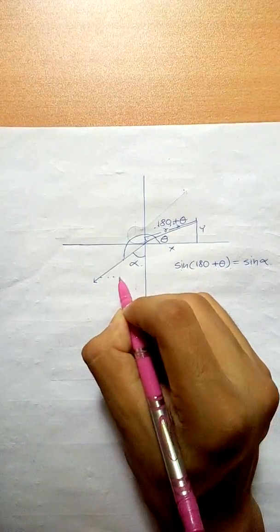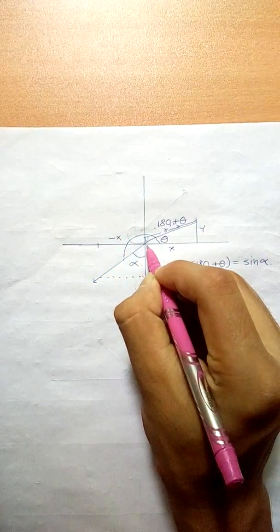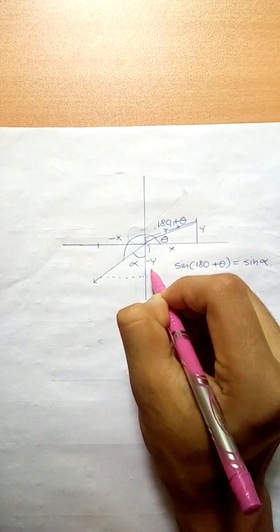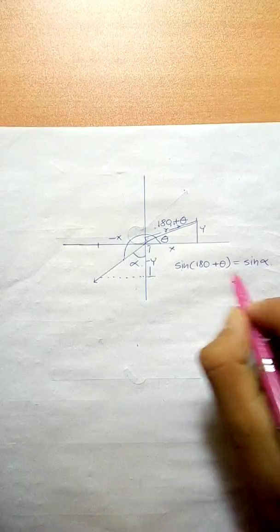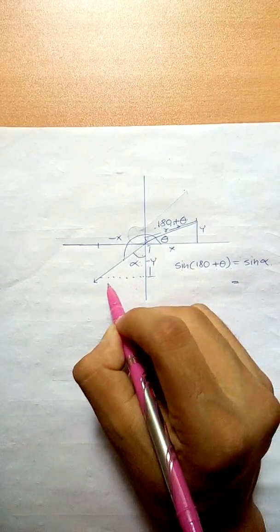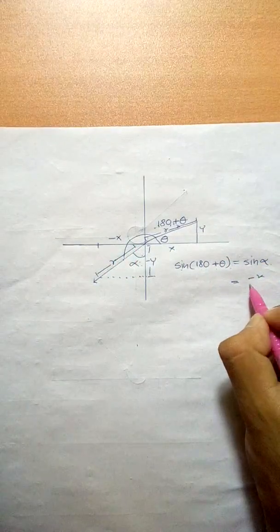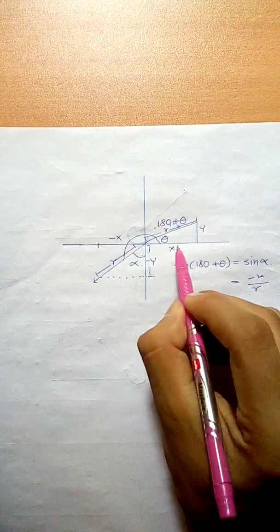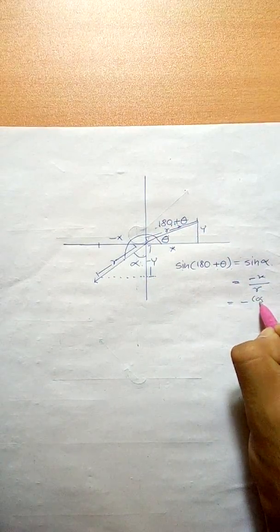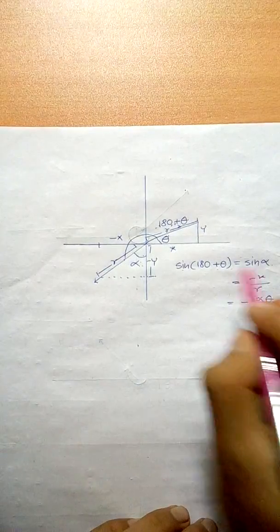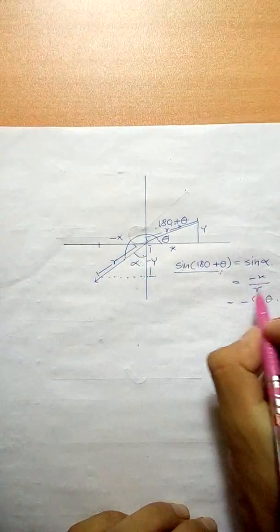So let's make this a triangle. This will be minus of x, and this will be minus of y. Okay, sine 180 plus theta equals sine alpha. Here sine alpha is minus x by r. What is x by r in this triangle? That is minus of cos theta. So sin 180 plus theta means any value of sin in the third quadrant is always negative.